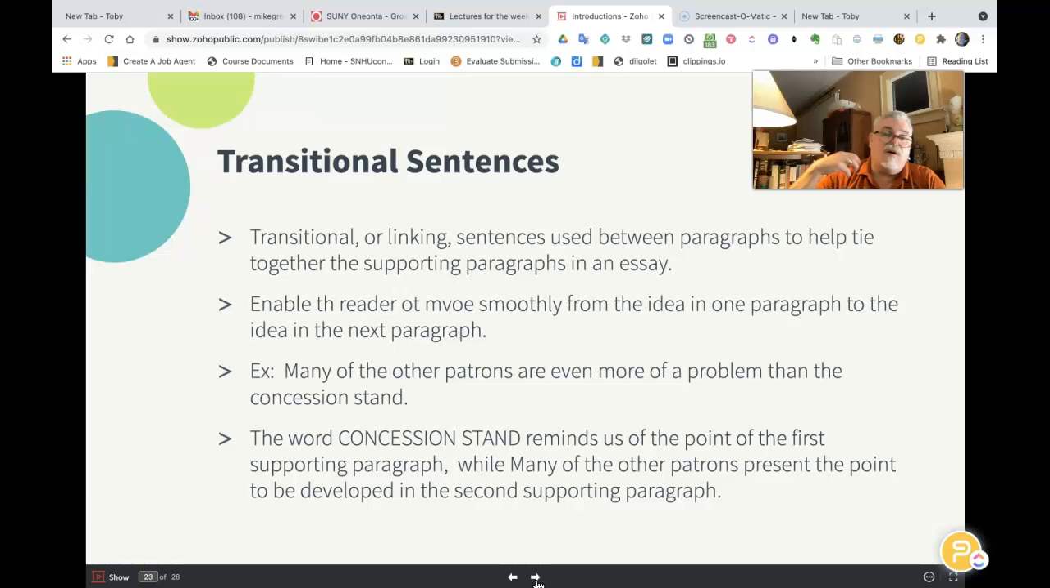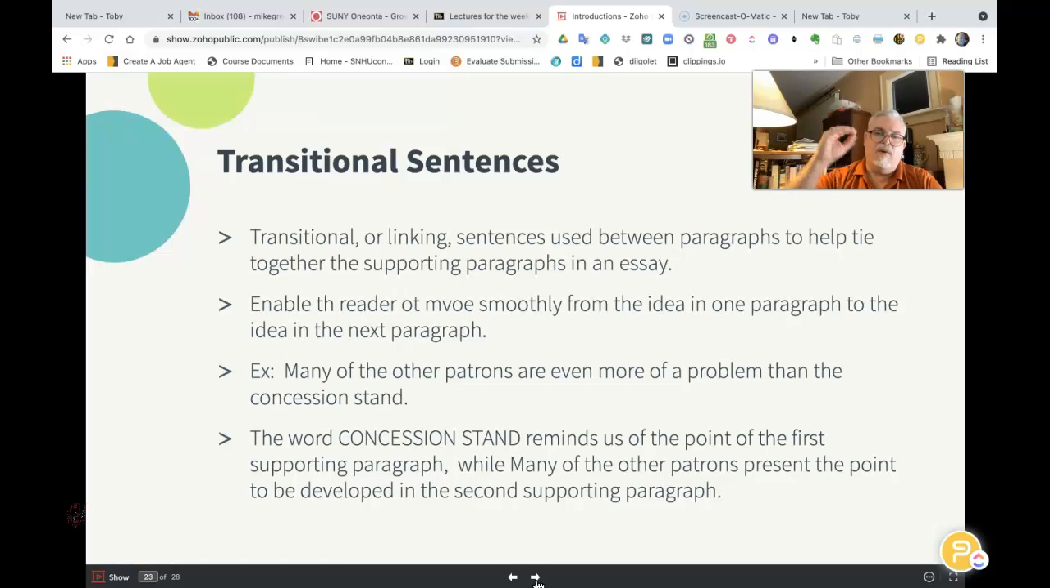Okay, so if we were talking about problems at the concession stand, that people have during baseball games or whatever, we see that there are many other problems that patrons have. Or many other problems where patrons themselves are the problem, rather than just working at the concession stand. Maybe they litter, or maybe they, whatever.